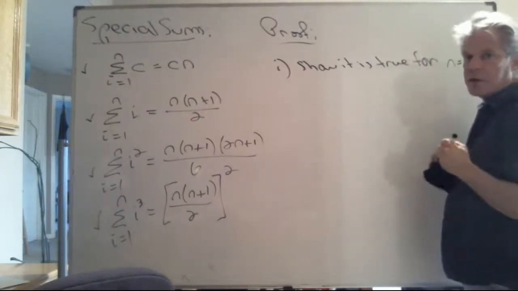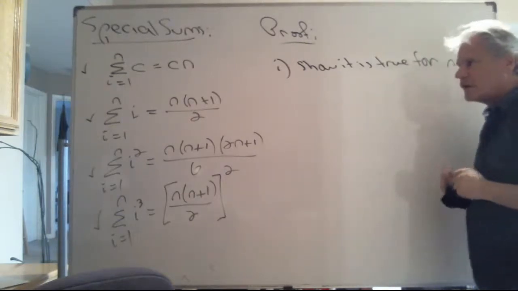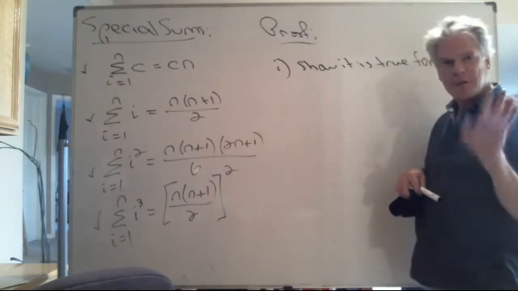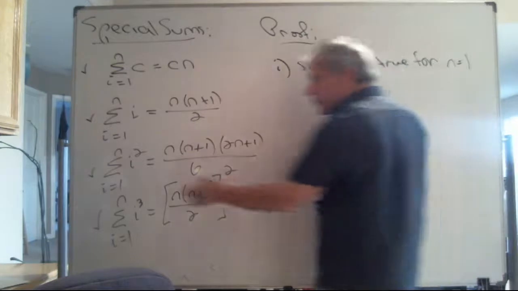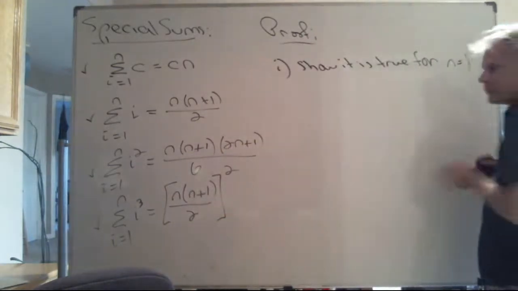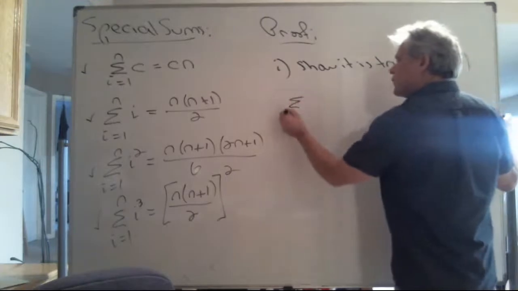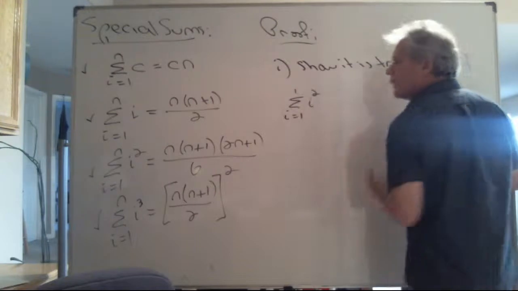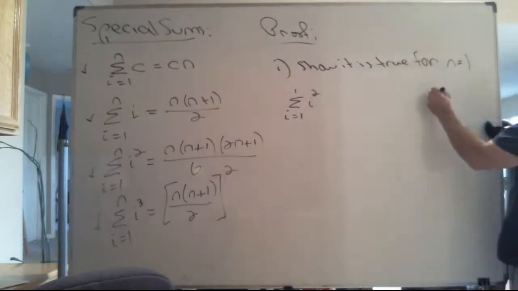This part of the proof is almost always a complete waste of time because it's so trivial. I'm going to write both sides where n is equal to 1 and see if I can't bridge the gap. On the left-hand side, if n is equal to 1, this is what I have. On the right-hand side, if n is equal to 1, this is what I have.